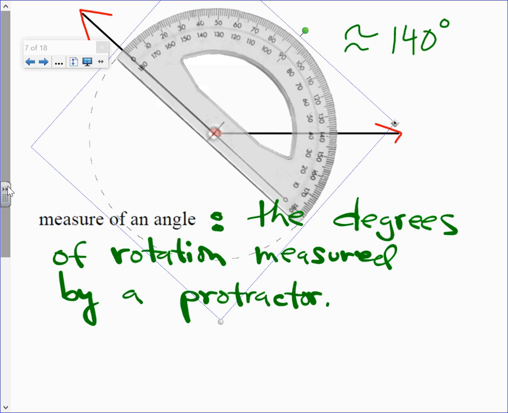So it doesn't matter. If you want to use the inside numbers, knock yourself out. You want to use the outside numbers, knock yourself out. They're both the same. It's just all talking about rotation. So it's still 140 degrees. Look at the outside numbers, there's 140.